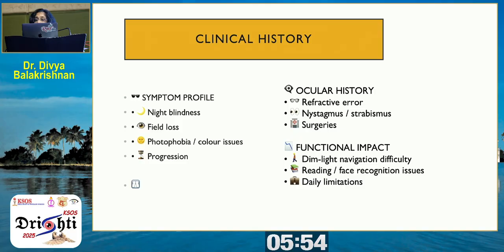From the clinical history, when you ask the symptom profile, ask whether the patient has difficulty in night vision or day vision, whether peripheral field loss is there, whether color vision is affected, what the refractive status of the patient is, whether the child had or has nystagmus, and how much functional disability the child or the patient has.